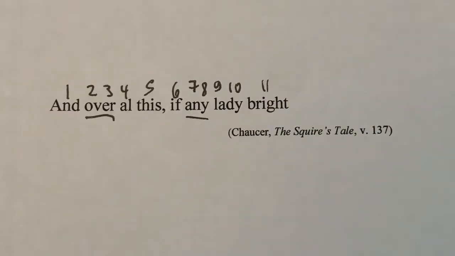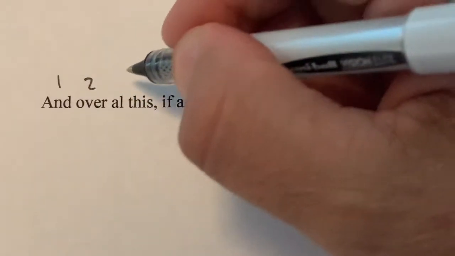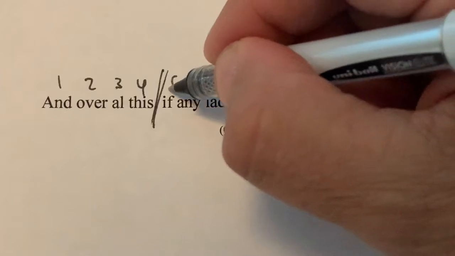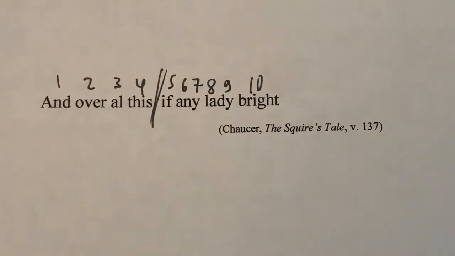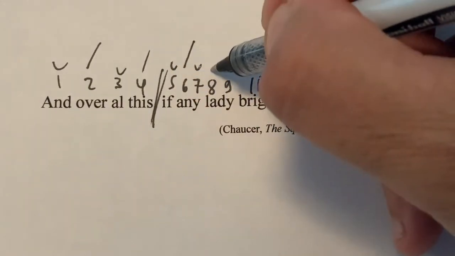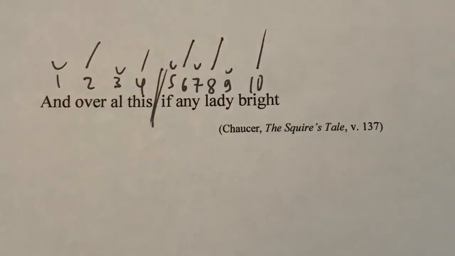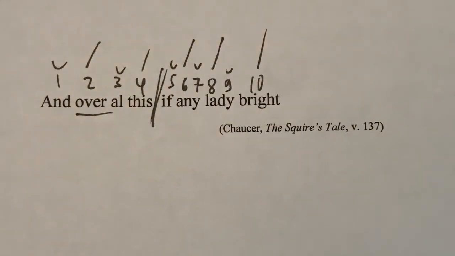I'm going to give you the correct answer, but you can always find it by scanning weak strong, and you'll see how if you do it one way, it will be wrong. If you do it the other way, you'll get that meter right. And over all this, if any lady bright. And we can see this is correct by just scanning it. And over all this, if any lady bright. It's a perfect decasyllabic line. And all we did was turn over into one syllable through the figure of synaresis. The 11th syllable does not exist.